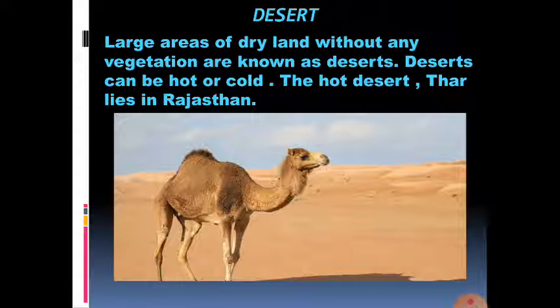Desert. Large areas of dry land without any vegetation are known as deserts. You know what is vegetation? Do you remember? Yes, trees and plants are known as vegetation. Now in the desert area there are no plants, no trees. There is only sand. Can you see in this picture? Deserts can be hot or cold. The hot desert, Thar, lies in Rajasthan. In Rajasthan, the name of the desert is Thar and it is very hot.